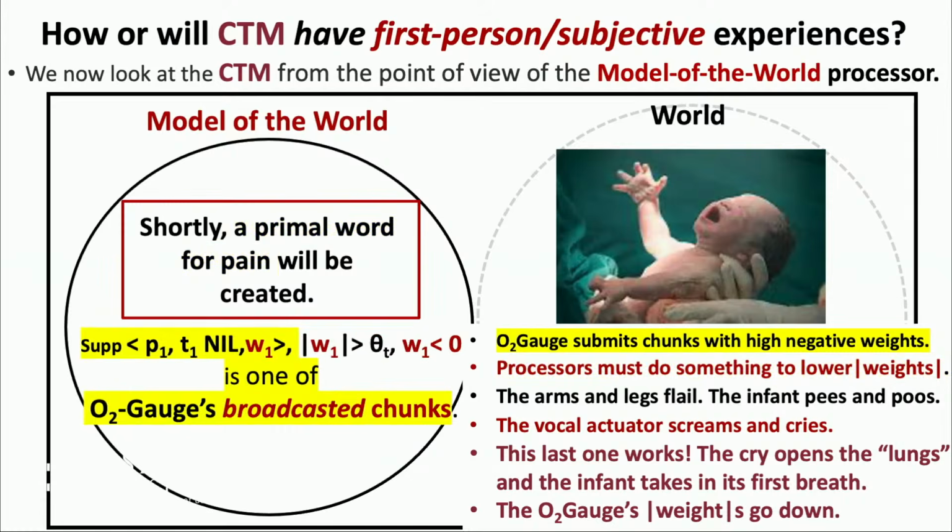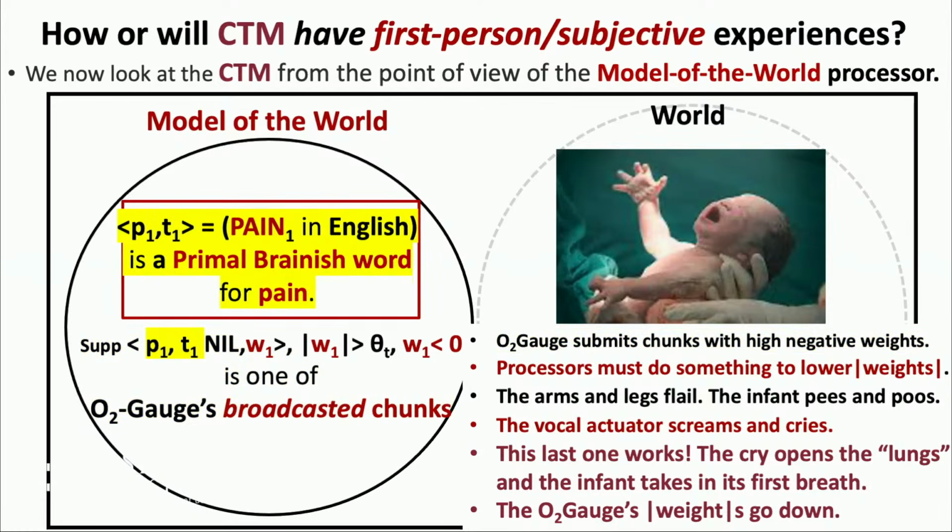Okay, so let's see what that word is. Suppose P1 is the address of the oxygen gauge, okay? And at time T1, it put in a chunk. Well, it didn't have much to say, it's just saying nil. But for the very large negative weight that got everybody working, doing something, so it went above threshold. Suppose that's one of the chunks that was above threshold that caused these processes to do something, okay? And so we will say P1, it got down, all the processes see it.